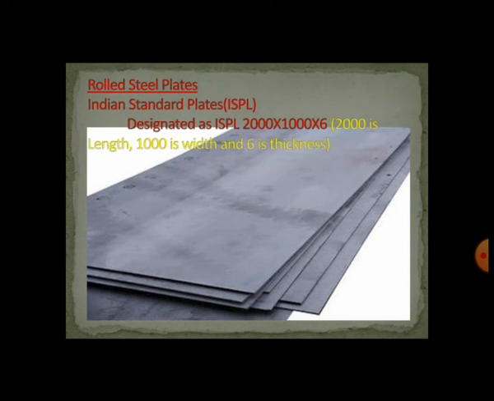Rolled steel plates. Rolled steel plates are represented as ISPL, Indian standard plates. For example, these are designated as ISPL 2000 by 1000 by 6. Here 2000 refers to length, 1000 refers to width, and 6 refers to thickness.